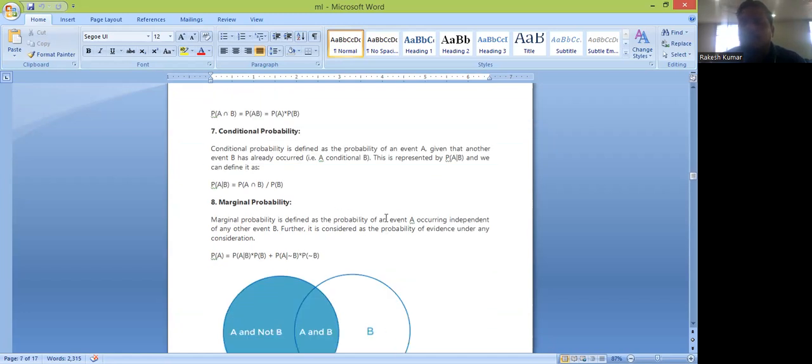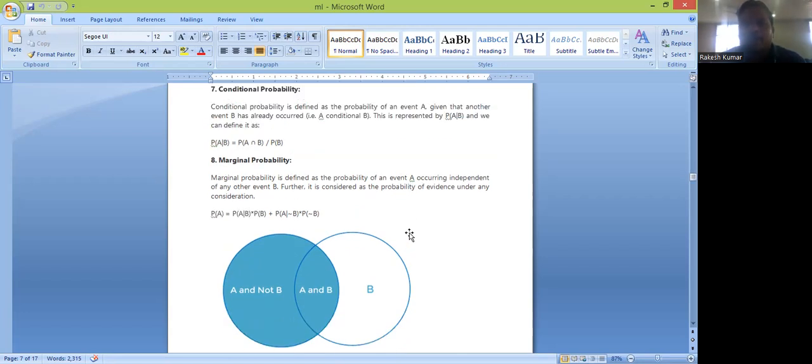Another one is conditional probability, which is defined as the probability of an event A given that another event B has already occurred. This is represented as P of A given B, and it is defined as P of A given B equals P of A and B divided by P of B.